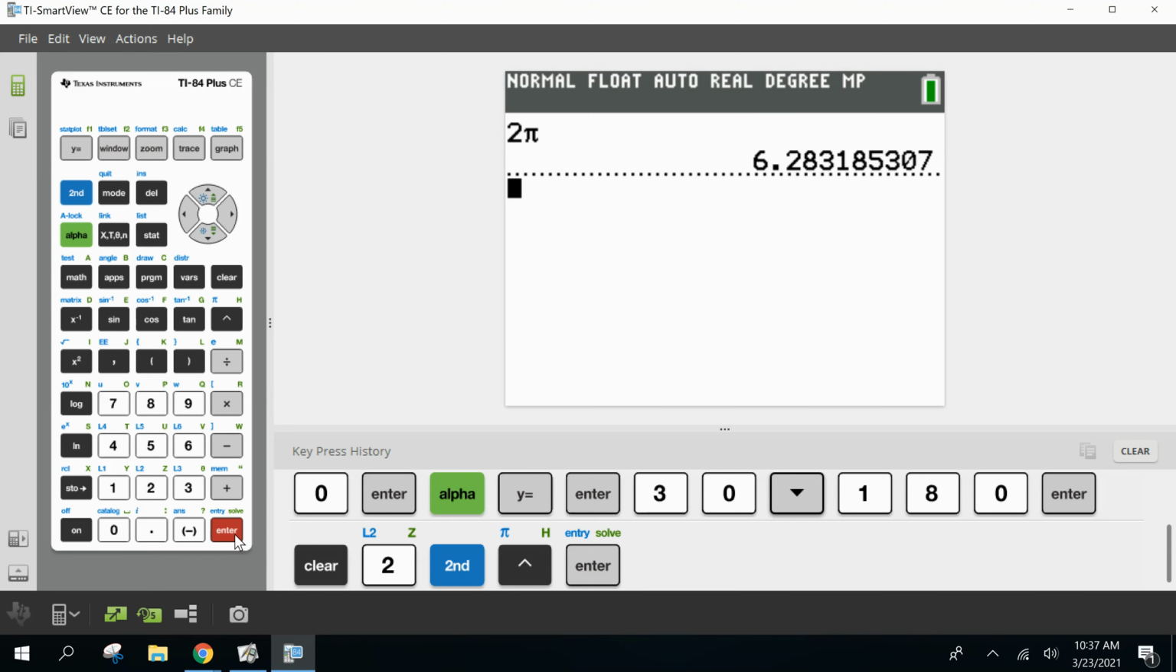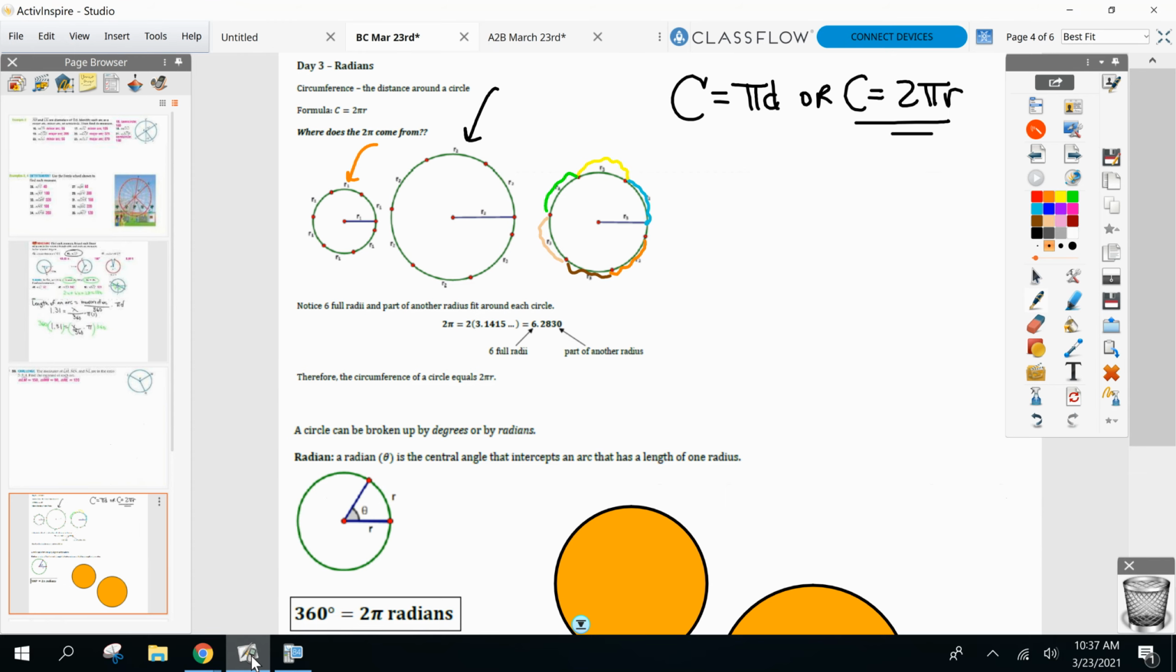All right, just wanted to show everybody that before we started today. I thought that was pretty neat, being an honors course. I'd like to show you that too. Any circle you can fit 6 radii around, full radii, and a part of another one. Okay, so that's why the circumference is 2 pi r and not anything else.